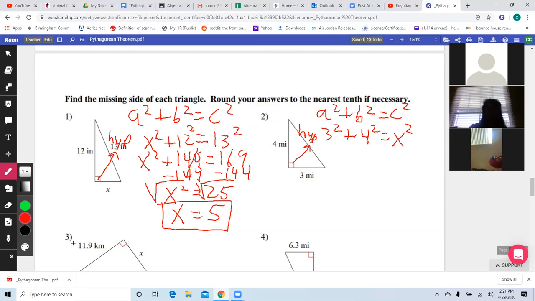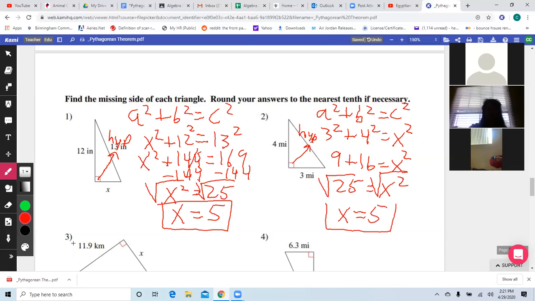So that's why x is c this time. So now this is going to be 9, this is 16, and this is x squared. This time you don't have to move anything to the other side because x squared is already by itself on the right side. 9 plus 16 is just 25. And then once again, I'm going to square root both sides. And so x is equal to 5 here as well.